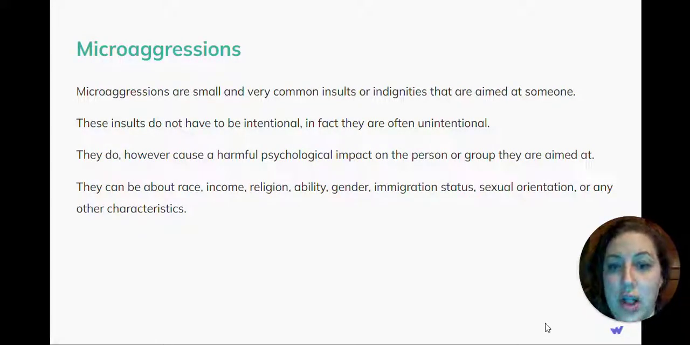Microaggressions are small and very common insults and indignities that are aimed at someone. These insults don't have to be intentional. In fact, they're often unintentional. They do, however, cause a harmful psychological impact on the person or group they're aimed at. They can be about race, income, religion, gender, immigration status, sexual orientation, or any other characteristics.